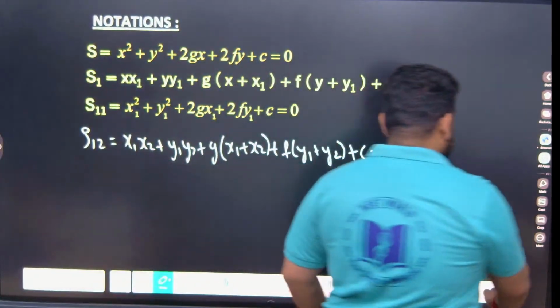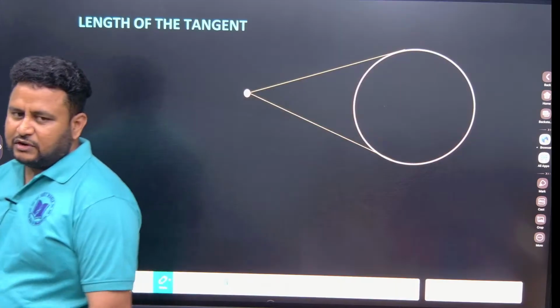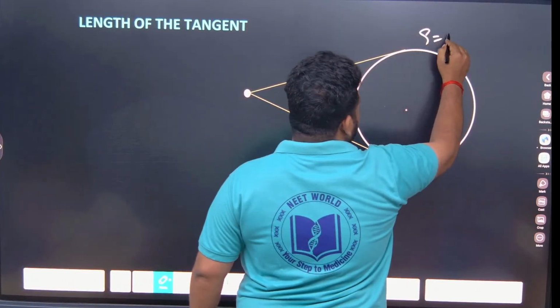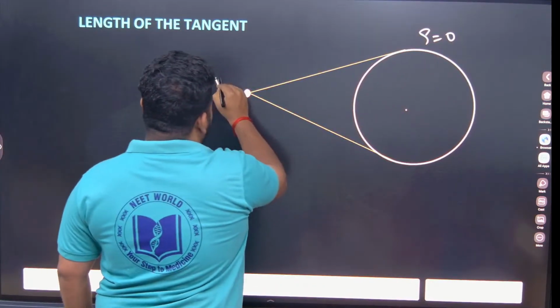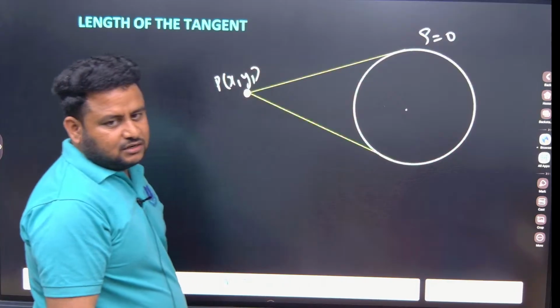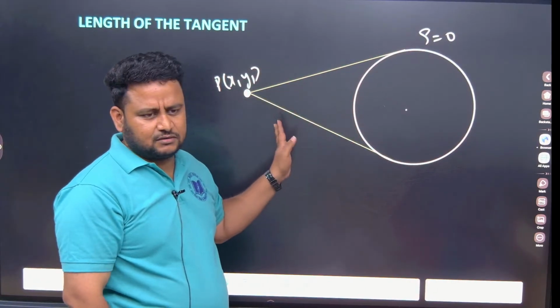Now, going forward, the length of a tangent. The circle is given, and a point P of x1, y1 is given. If you want to find the length of the tangent, first tell me, will the lengths of this tangent and this tangent be the same or not?